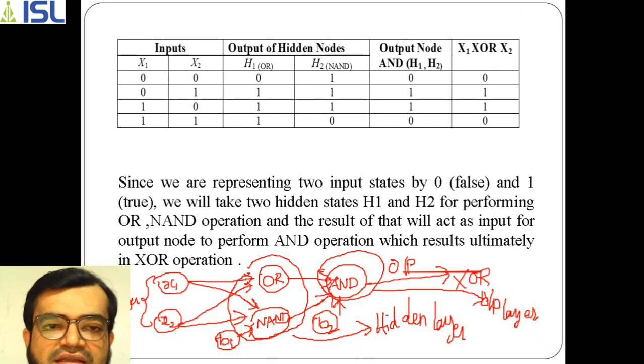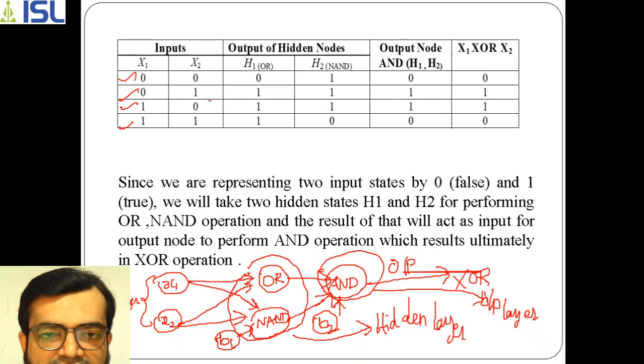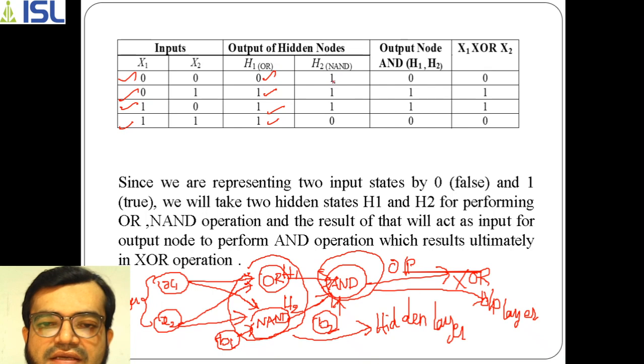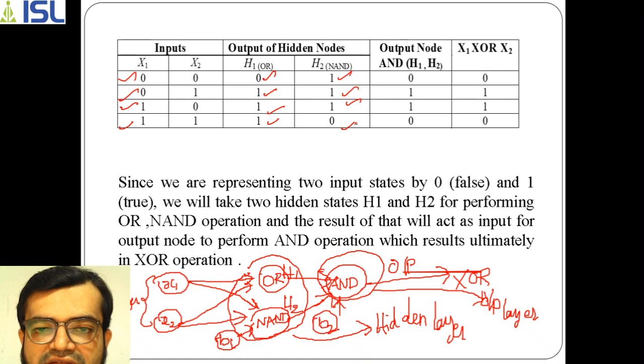Now we take the same inputs: x1, x2 as 0 0, 0 1, 1 0, 1 1. This is your OR operation, which you can consider as h1 in the hidden layer, and this is h2 in the hidden layer. For OR, the first output is 0 and the rest are 1. For NAND, which is the complement of AND: AND gives 0 0 0 1, so the opposite is 1 1 1 0.